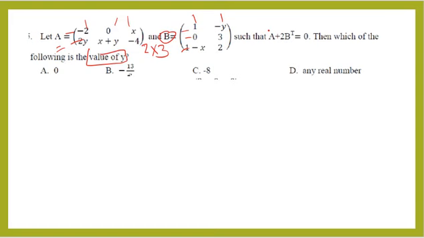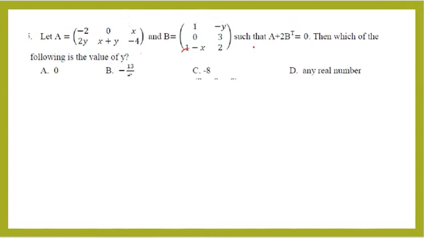But there is a given condition here: A plus 2 times B transpose is equal to 0. So, first of all, we have to find the transpose of B. Let us rub and make it clean. Okay, then let us find the transpose of B.